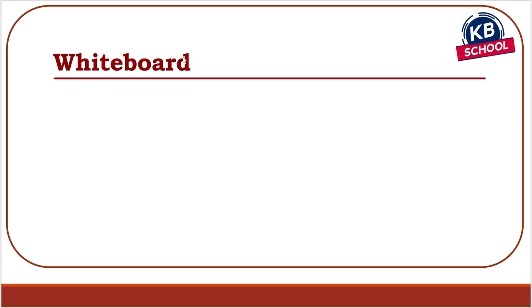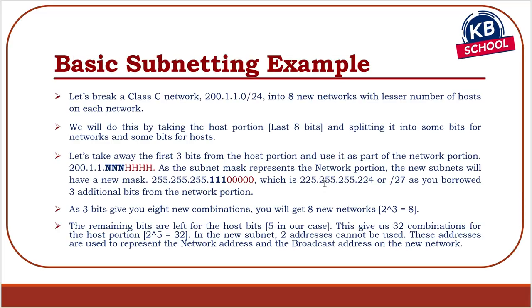One last thing needs to be done, but I'll do it as part of the example now. So again, let's do this example over here. I just did it for you guys, but let's recap it. So we wanted to break it into 8 new networks. We'll do this by taking the host portion, the last 8 bits, and splitting it up into some bits for networks and some bits for hosts. Let's take away the first 3 bits. We already looked at 2 different ways of figuring out if I take 3 bits, I'll get 8 new networks.